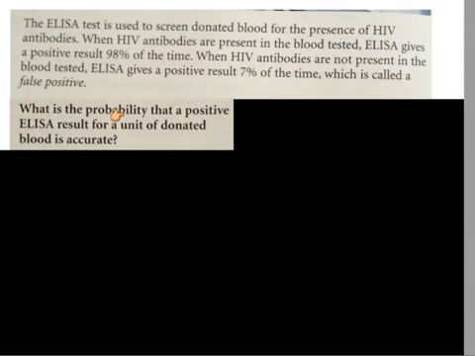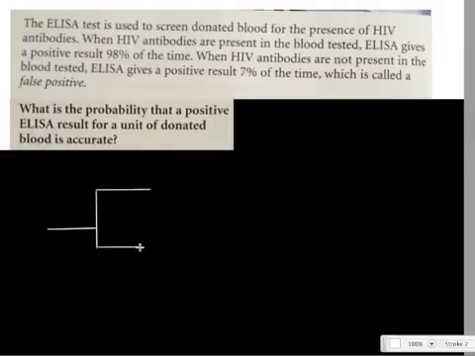The question is, what is the probability that a positive ELISA result for a unit of donated blood is accurate? So in other words, what is the probability that your test is accurate? How reliable is this test? Let's go ahead and draw a diagram so that we understand what's going on. So here's your unit of blood donated, and then you have two outcomes. You either have the antibodies or you do not have the antibodies. And if you have the antibodies, you are either going to have a positive result or a negative result. If you do not have the antibodies, you're either going to have a positive result or a negative result.